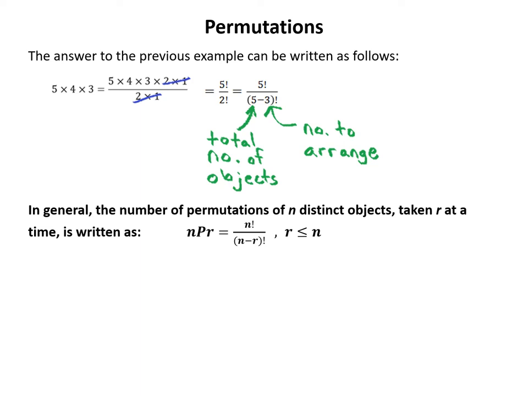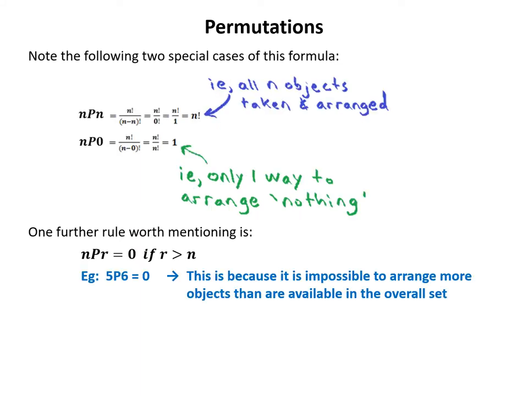And that rule is that the number of permutations of n distinct objects taken r at a time is written as nPr, which we call n permute r. So nPr equals n factorial divided by n minus r factorial. And we also add the condition that r must be less than or equal to n, because you can't arrange, or you can't permute more objects than you have. And there'll be a little bit more about that in a moment. Now notice the following two special cases of the formula that we just derived. And that is that nPn is equal to, according to the formula, n factorial over n minus n factorial, which gives us n factorial over 0 factorial.